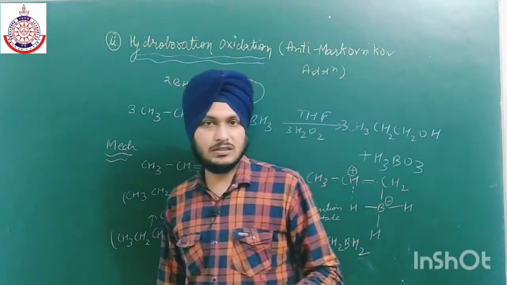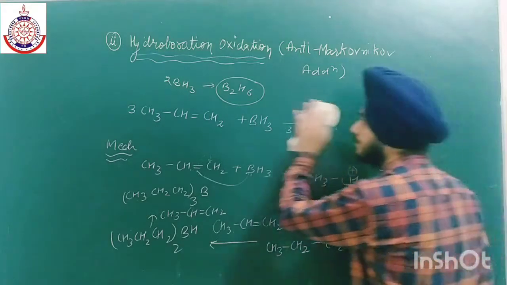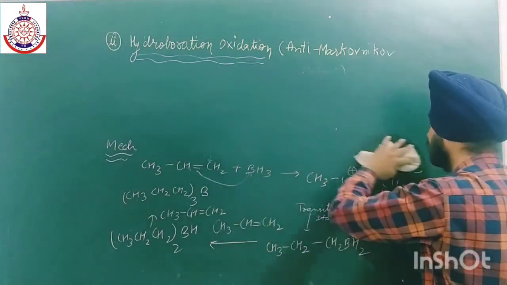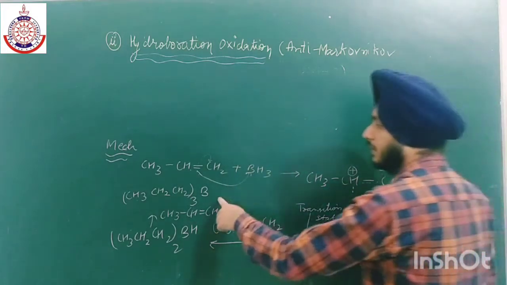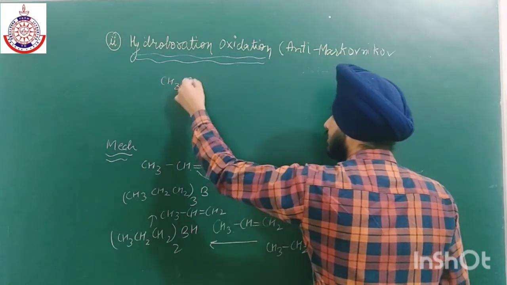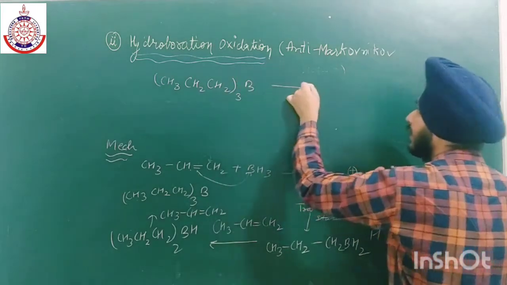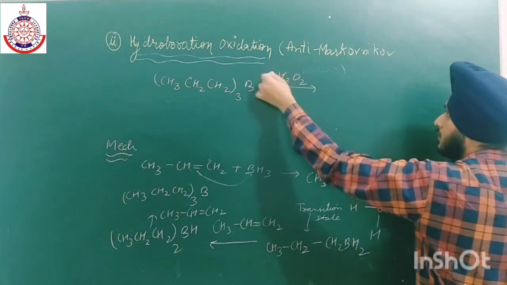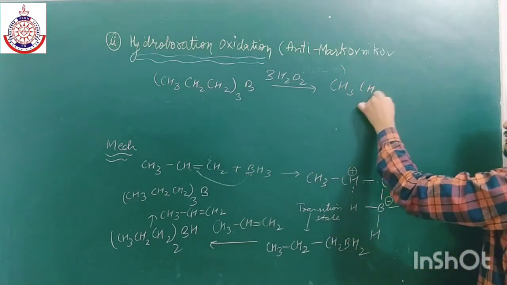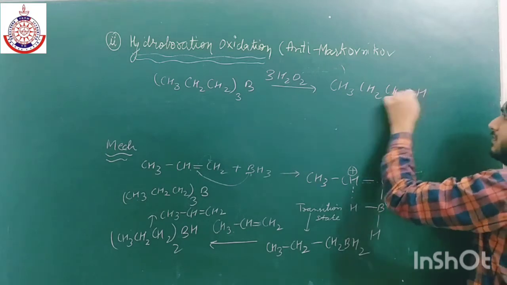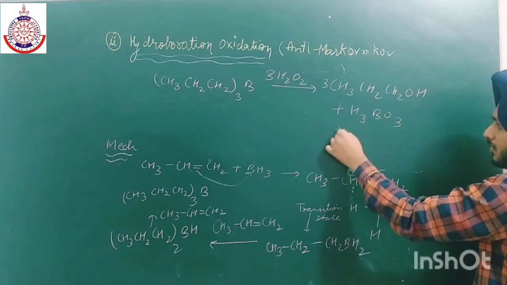Now the second step is oxidation. Now we have this product, and we have to react it with H2O2, 3 molecules of H2O2, and we will get CH3CH2CH2OH, 3 molecules, plus H3BO3. This is boric acid.